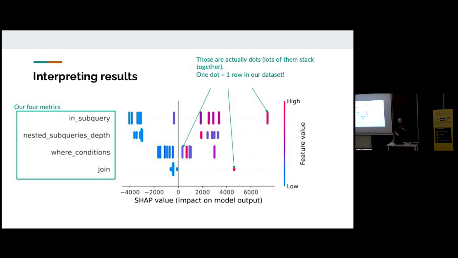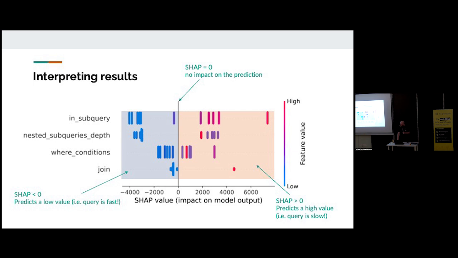So first, on the left, we have our 4 metrics. And what you see afterwards in the chart, it's not vertical lines, it's actually tons of points. It's just that because I have 11 queries, they tend to have the same results, so they are just on top of one another. But 1 dot is 1 query in our training data set.